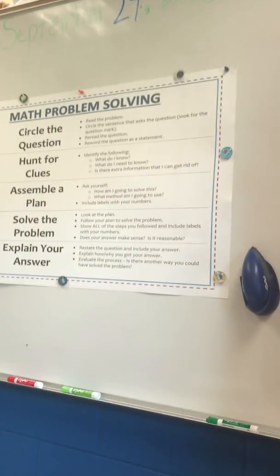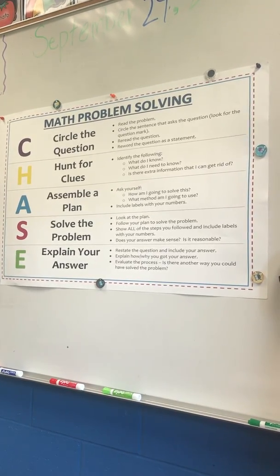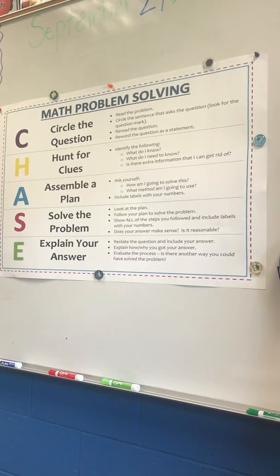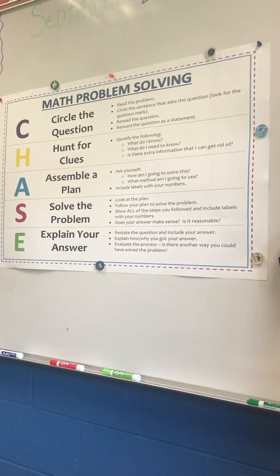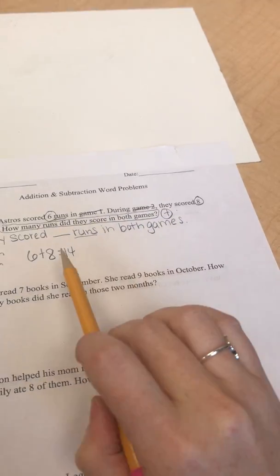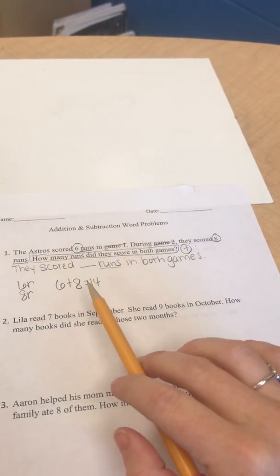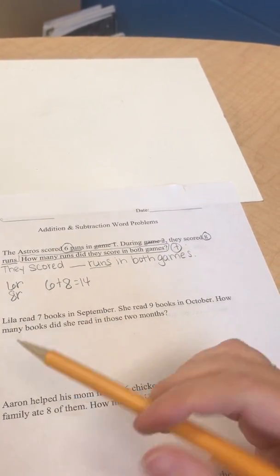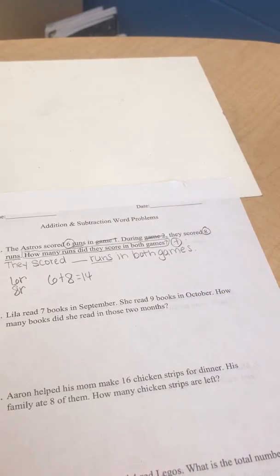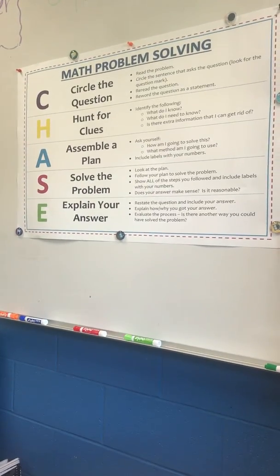Okay, so now let's look at our next step. Solve the problem. We looked at the plan, we followed our plan to solve the problem, we showed our steps that include labels with my numbers. Does my answer make sense? Is it reasonable? Is it reasonable that when I combine 6 and 8 together, I would get 14? Yes, that would make sense because my answer is larger. Of course, I can double check and recount that 6 plus 8 is 14. Okay, we did that.